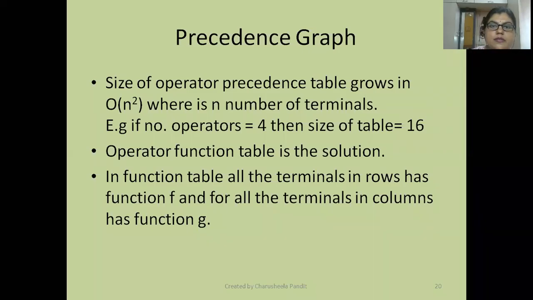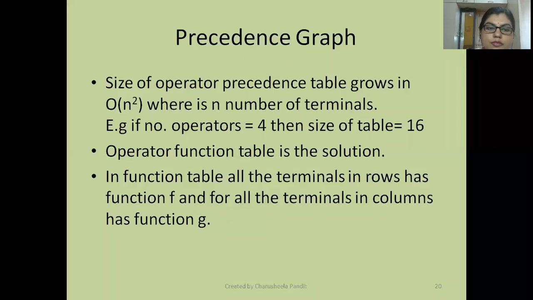So in the last lecture, we have seen that the operator precedence table grows in the order of n square. So if there are n number of terminals, so the size of the table will be 16. If it is 100, then the size of the table will be 1000. Because it is growing in the order of n square, if we have many more operators in the language, then the table size will grow bigger.